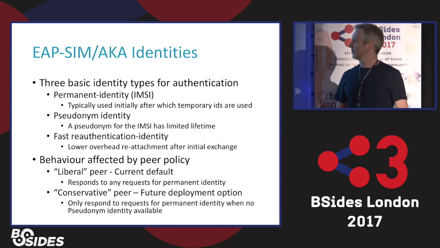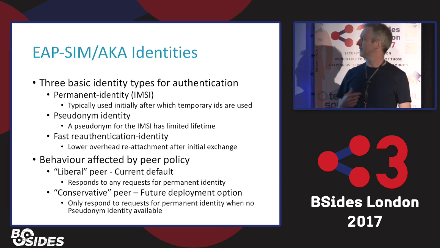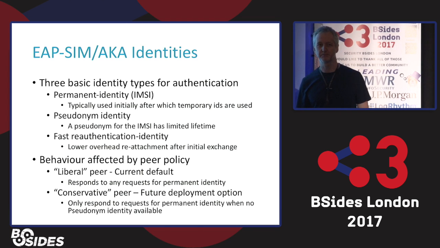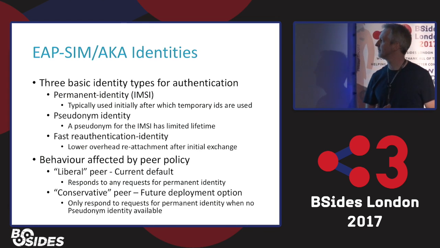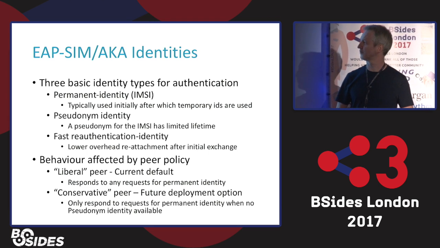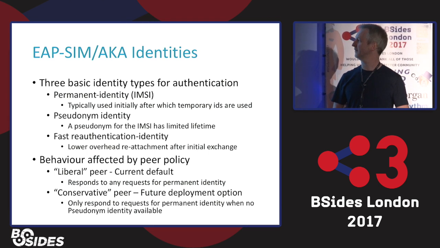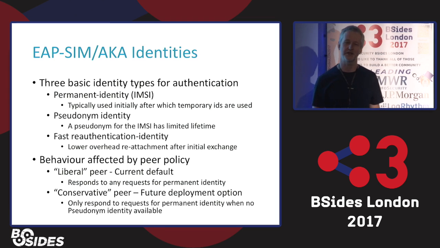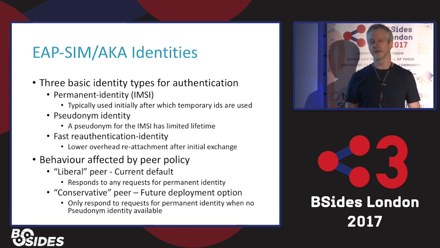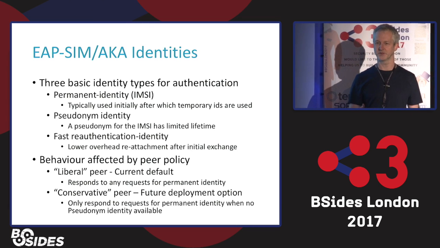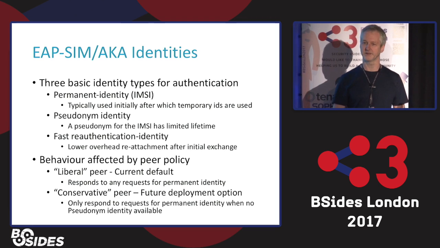But the behavior of the protocol is controlled by what's called a peer policy, and there are two options. You've got a liberal peer, which is the current default, and it responds to any request for permanent identity. So basically, you can ask the phone to do a full authentication, which means send me your IMSI.